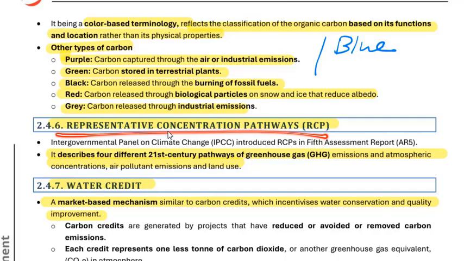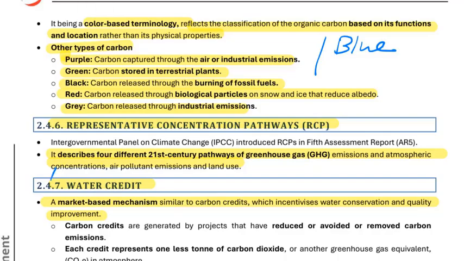Next is representative concentration pathway. Intergovernmental Panel on Climate Change, that is IPCC, introduced RCPs, that is representative concentration pathways, in the 5th assessment report. It describes 4 different 21st century pathways of greenhouse gases emission and atmospheric concentration, air pollutant emissions and land use. So understood these RCPs? Actually, it is the climate change scenario developed by this IPCC to project the potential future greenhouse gas concentration and that impact on the global warming.